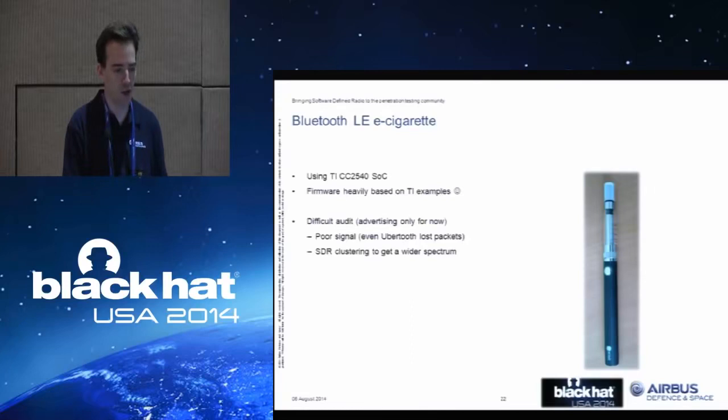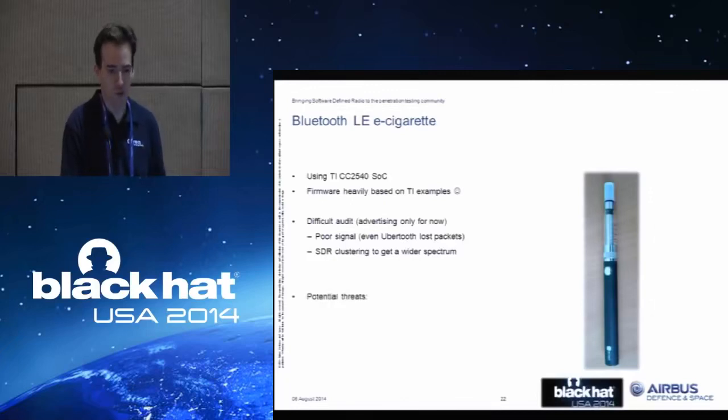Right now, Bluetooth Low Energy only supports advertising, because once the device is connected, it hops really, really fast across 40 channels over 80 megahertz of bandwidth. So with one SDR, we weren't able to sniff all the packets and follow the connection. In addition to that, we had a poor signal. Even with Bluetooth and being 2 centimeters away from the cigarette, we were losing packets. So that was the time when we thought about SDR clustering to get a wider spectrum to be able to analyze it.